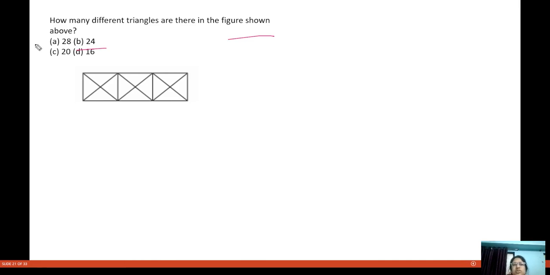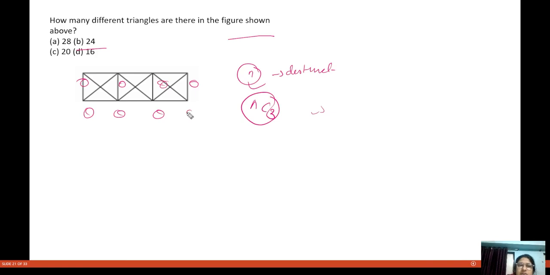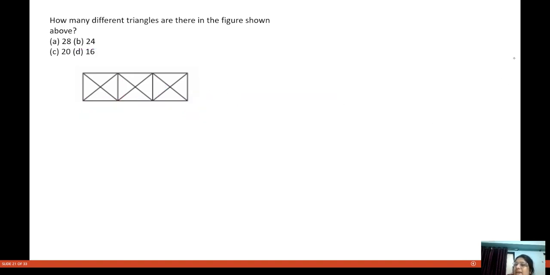Usually what we do, we have n distinct points. So we can form how many triangles? NC3 triangles, because we choose any 3 points, we make a triangle. But here, we have these 2 points as collinear, these 4 points as collinear, these 4 points as collinear, and several other pairs of points are also collinear, and all these points are also collinear. So here we will not be able to apply our formula of NC3.